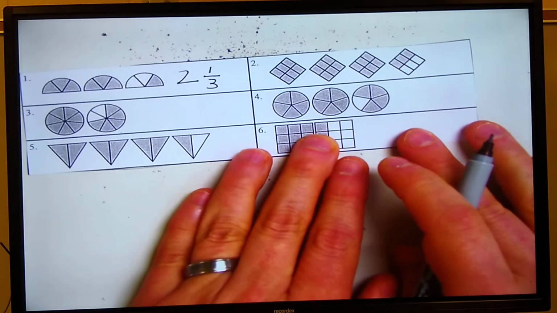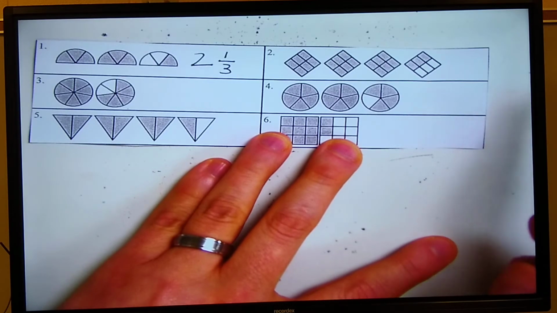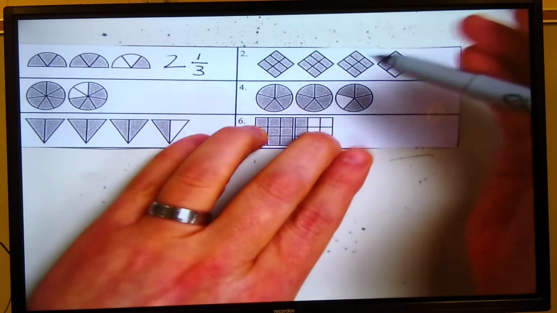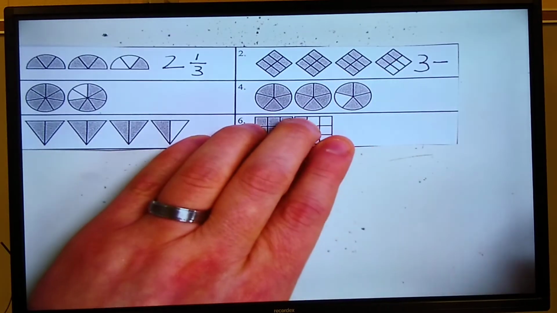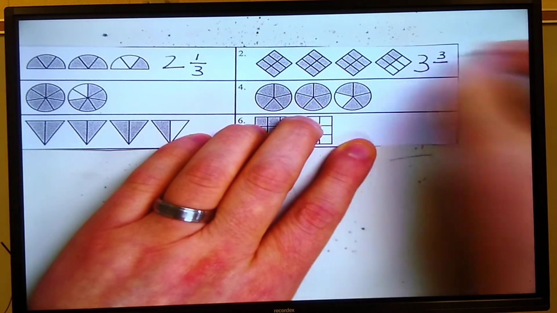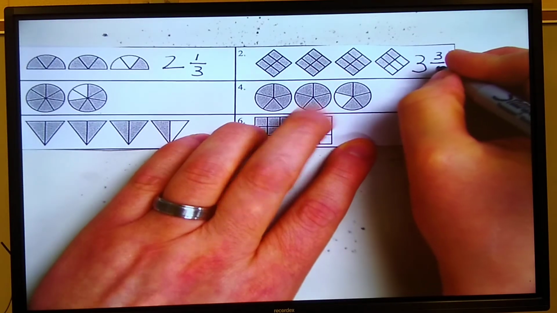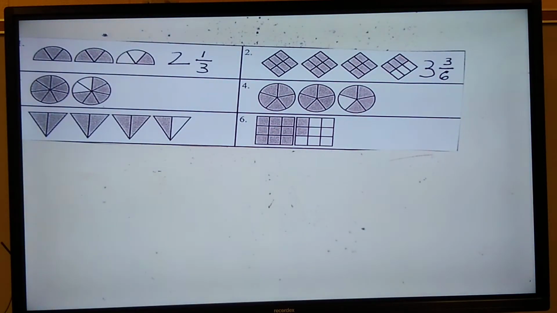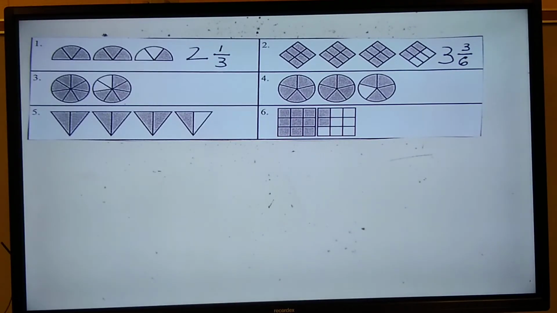Let's do number 2 together, and then you're going to do the last 4 on your own. Step number 1, I must count how many I have completely shaded in. 1, 2, 3. And now I got to discover the fraction. How many do I have shaded in? 1, 2, 3. How many do I have altogether? 1, 2, 3, 4, 5, 6. So 6 is my denominator. The answer is 3 and 3/6. Now you do 3, 4, 5, and 6 on your own. Pause the video.